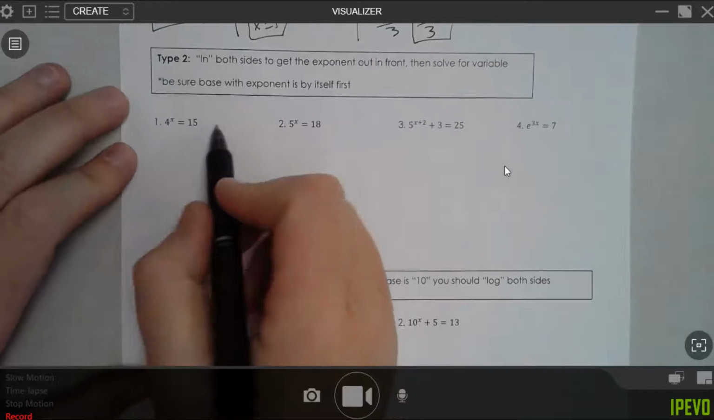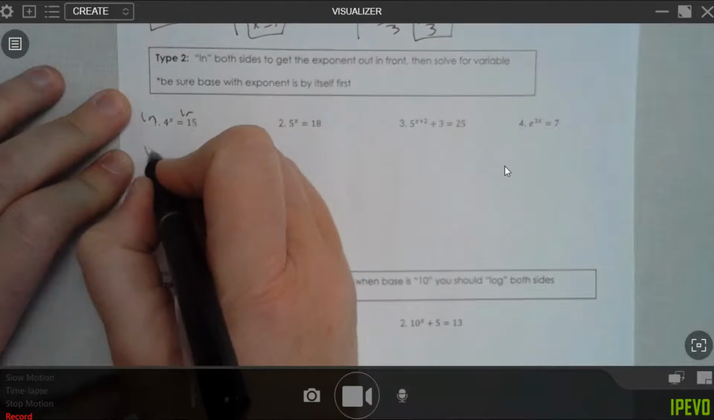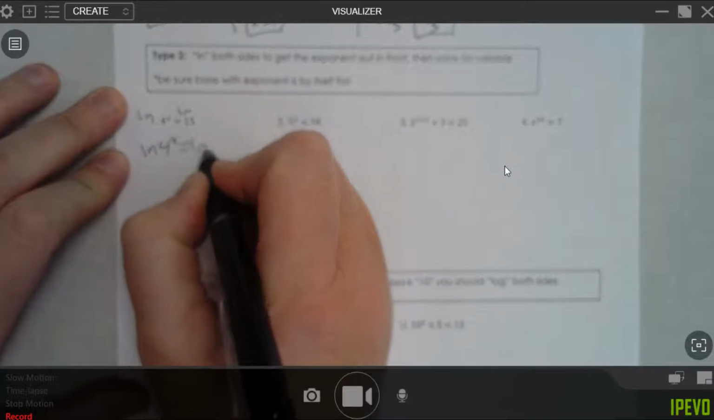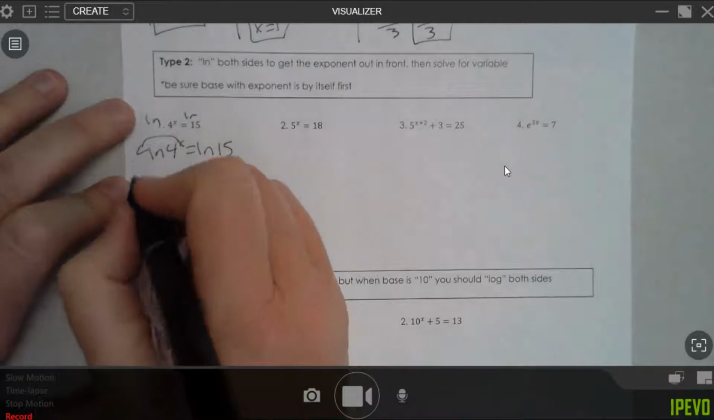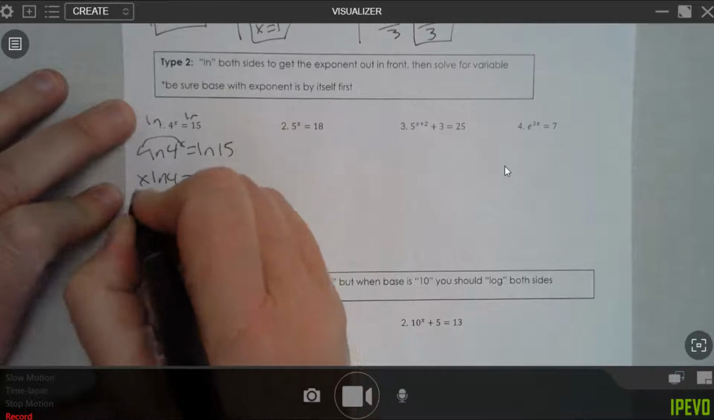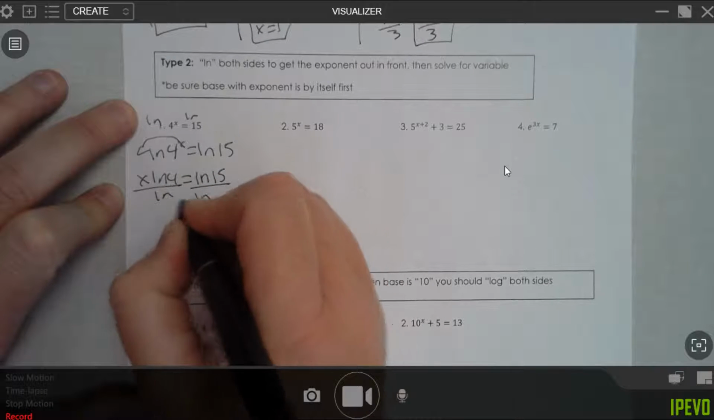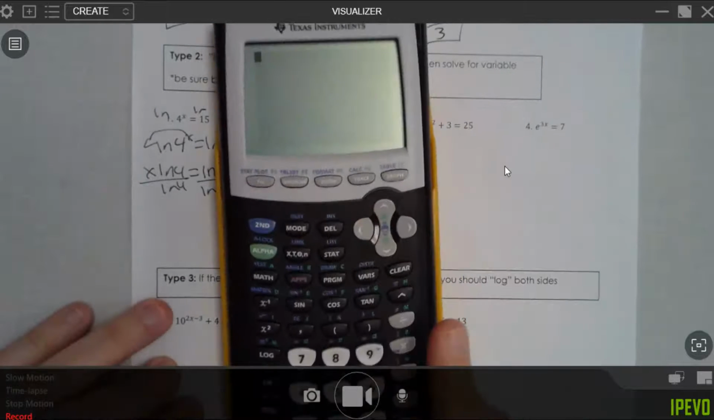So I'm going to natural log both sides and use the fact that, remember, if I have natural log of 4 to the x, that x has to come out in front. Remember that? So that's really x natural log of 4 equals natural log of 15. To get x by itself, you do natural log 15 divided by natural log of 4. And you can leave it like that.